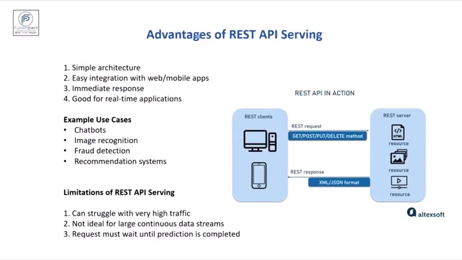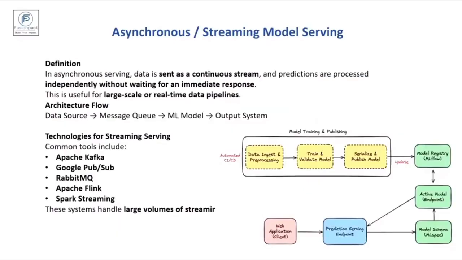Asynchronous streaming model serving. In asynchronous serving, data is sent as a continuous stream and predictions are processed independently without waiting for an immediate response. This is useful for large-scale, real-time data pipelines. Technologies for streaming serving: some common tools like Apache Kafka, Google Pub/Sub, RabbitMQ, Apache Flink, and Spark Streaming. These systems handle large volumes of streaming data.